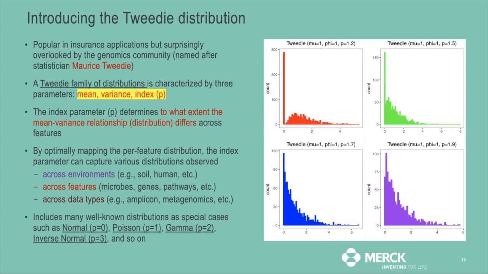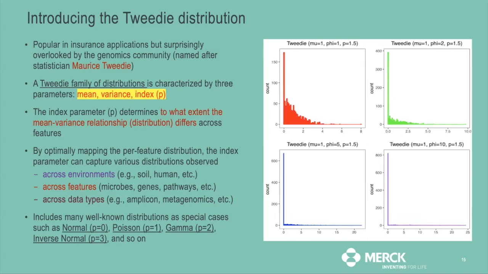On the right-hand side, I'm varying the index parameter, and we see that it can capture some of the observed distributions that we see in a real data set. And it's not only the index, because there are 3 parameters, we can also fix the P parameter, the index parameter, and then vary some of the other parameters like dispersion in this case. By doing that, we can capture some really extreme distributions that are observed in real data. Usually that's not possible using other 2-parameter families. So that gives the Tweedie distribution a lot of flexibility.